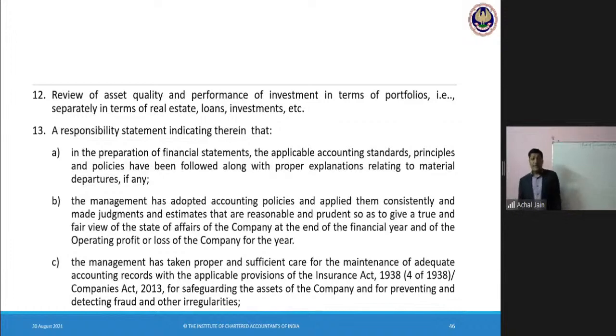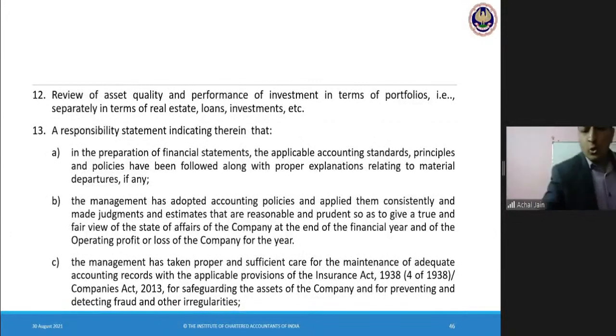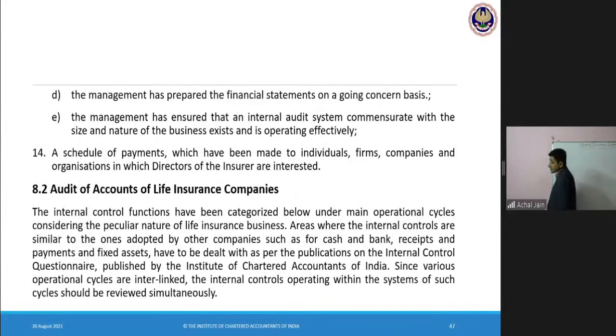Yeah. Next, management has prepared the financial statements on a going concern basis. Now we all understand that financial statements, whenever they are prepared, and if nothing is specified, it's assumed as if they are prepared by considering going concern assumption as appropriate. Now, if the management is silent on this, and the financial statements are getting prepared, so it's the assumption that the going concern assumption is appropriate. Herein, the management is required to categorically take responsibility of the same. Okay. Next, management has ensured that an internal audit system commensurate with the size and nature of business exists and is operating effectively.